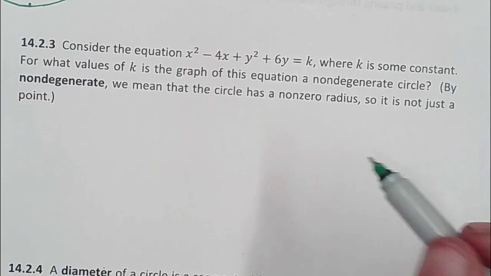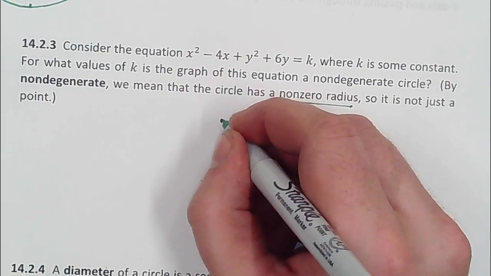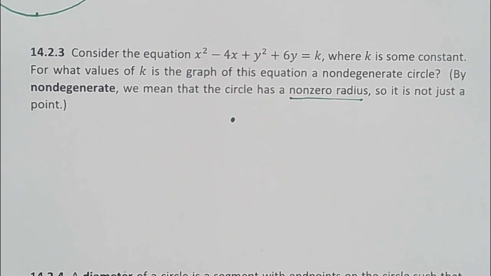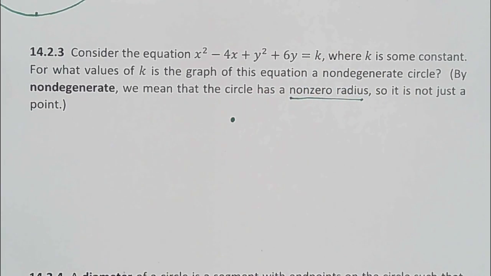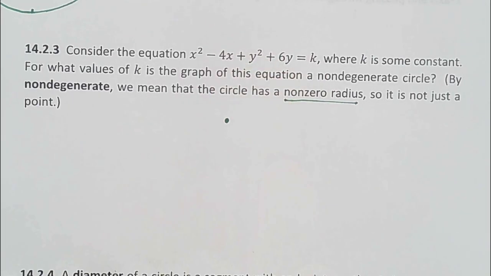And by non-degenerate, we mean it has a non-zero radius. Because imagine if a circle had 0 radius. Here's the center. 0 radius would just be a point. Or if it had a negative radius, which would be really bizarre, like an inverted circle. So we want a non-degenerate circle. In other words, we want a radius that's bigger than 0. So let's first figure out what our radius is based on this information and figure out where our center is.